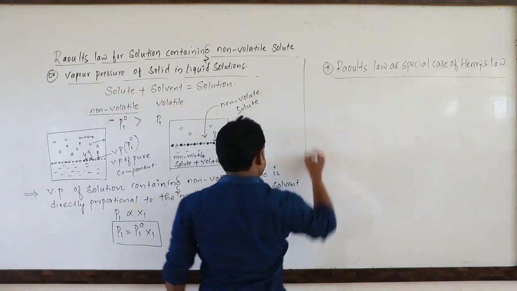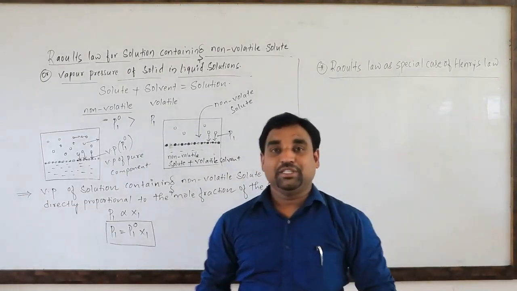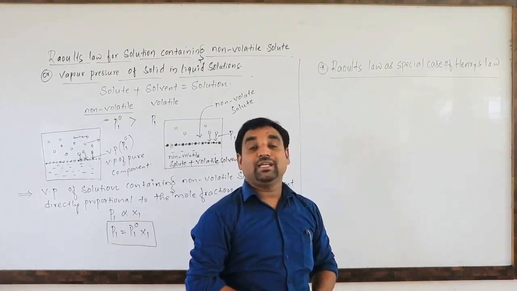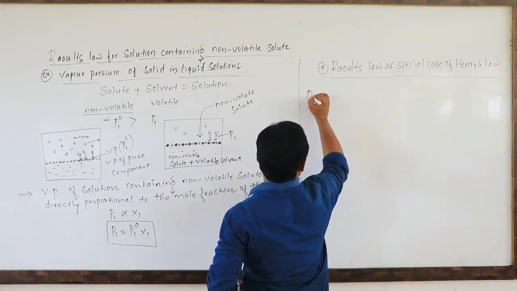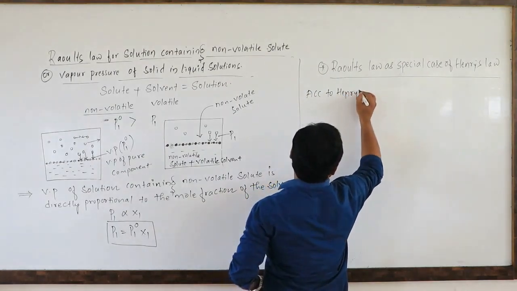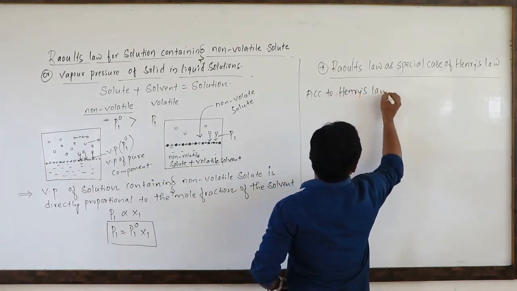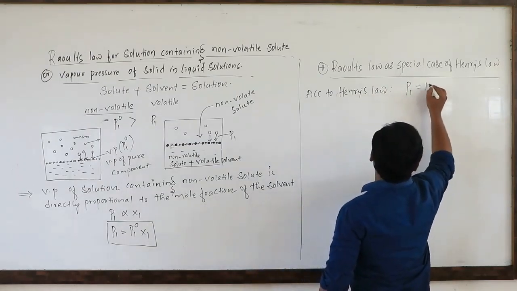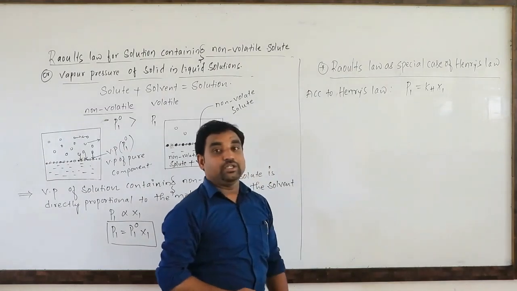Now we'll discuss Raoult's law as a special case of Henry's law. According to Henry's law, the partial vapor pressure of the gas above the solution is directly proportional to the mole fraction of that gas in the solution. That is P1 is equal to Kh into X1.